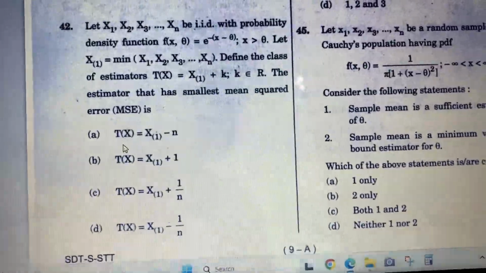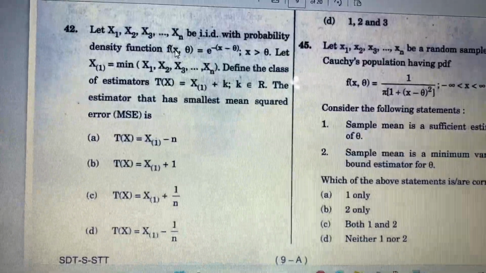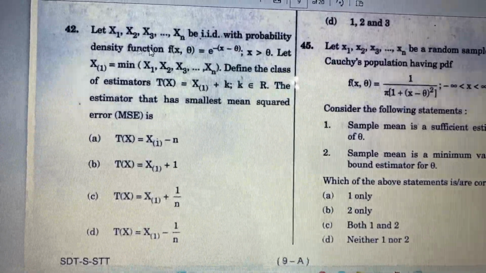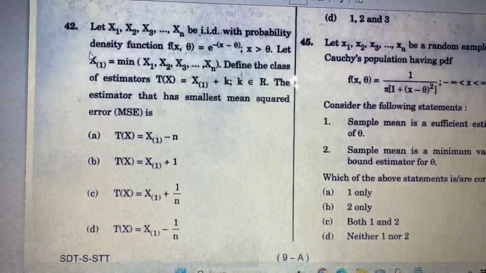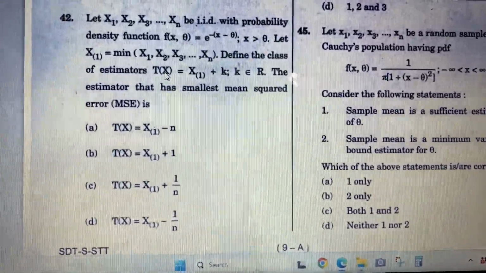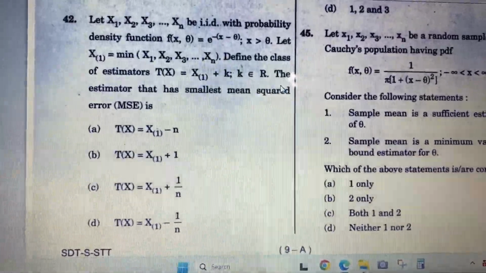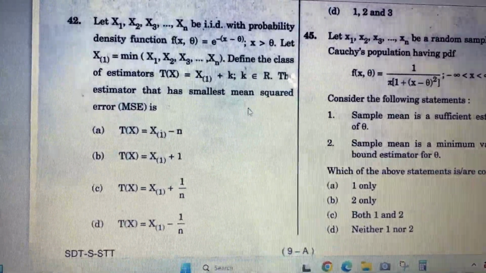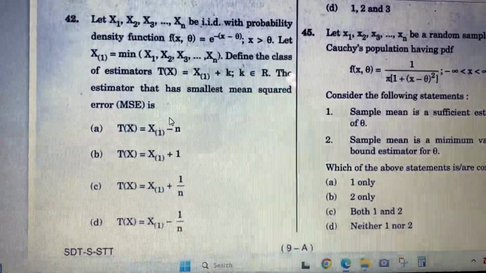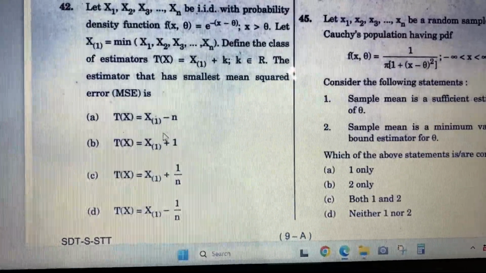We are solving ISS 2021 paper 2 question number 42. Let X1 to Xn be i.i.d. with the given probability density function. Let X(1) be the minimum of X1 to Xn, and define the class of estimators T(X) = X(1) + k, where k belongs to R. The estimator that has the smallest mean square error is? So we need to find the estimator that has the smallest mean square error.